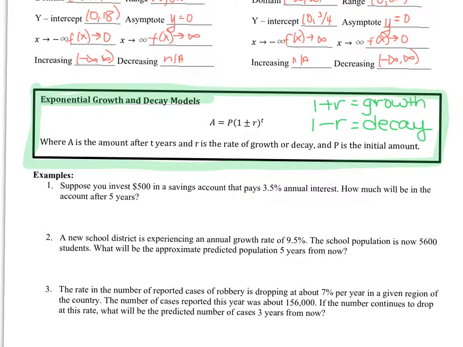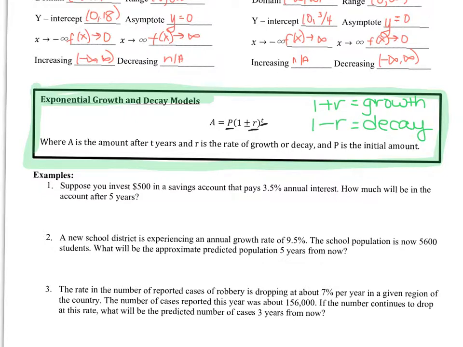So in this equation, A is the amount after T years, and R is the rate of growth or decay, and P is the initial amount. So P is the initial amount, R is the rate that it's growing, and T is how long it's growing. So if I look at example 1, it says, suppose you invest $500 in a savings account that pays 3.5% annual interest. How much will the account be after 5 years?